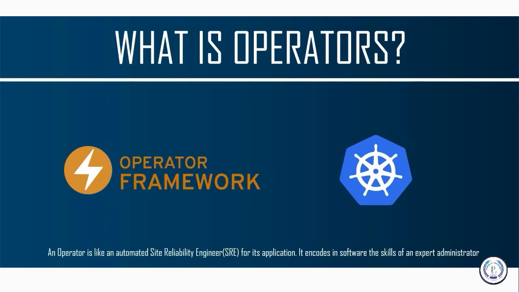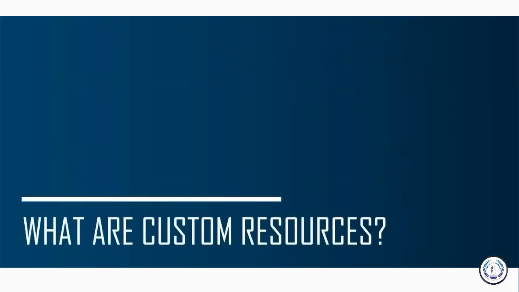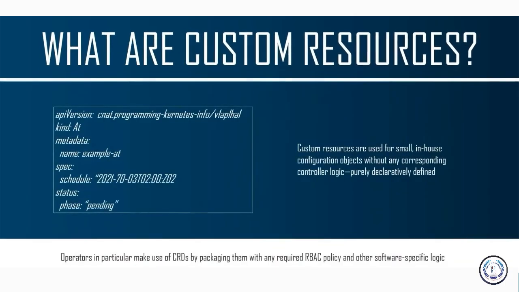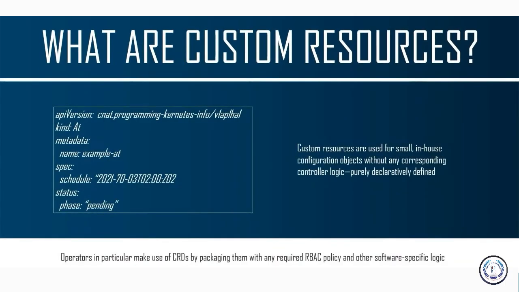Now that we know what operators are, let us understand what custom resources are. Custom resources in short are used for small in-house configuration objects without any corresponding controller logic. That is, it is purely declaratively defined. But custom resources also play a central role for many serious development projects on top of Kubernetes that want to offer a Kubernetes-native API experience. Custom resources are available in every Kubernetes cluster since version 1.7. They're stored in the same etcd instance as the main Kubernetes API resources and served by the same Kubernetes API server.